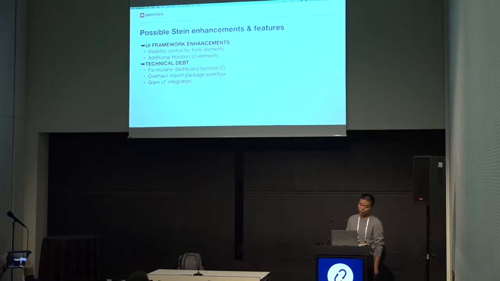Next, these are the features we want to do in the next cycle. First is the UI framework enhancement. We want to give the users a nicer UI and fix some technical debt, like fixing the Murano dashboard functional CI. This is due to the apps.openstack.org website being closed, which broke the original import Murano package workflow. So we need to find a new way to import Murano packages.